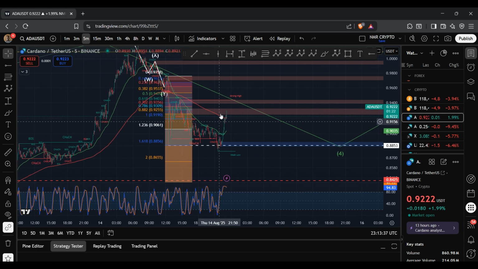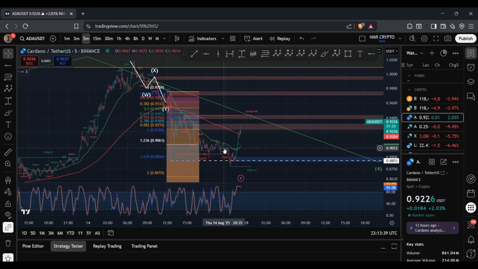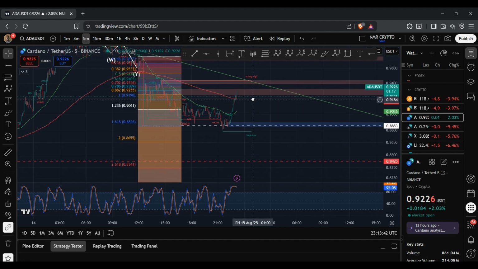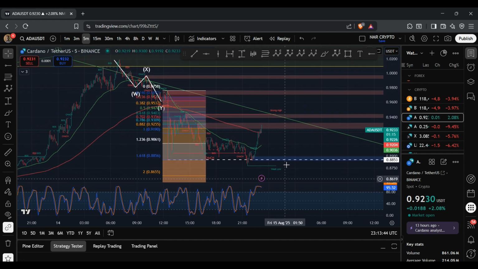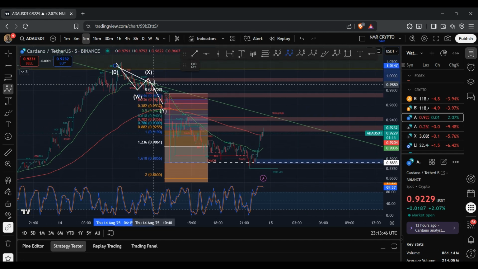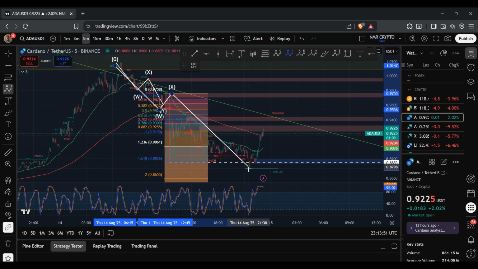And so what I'm still looking at is a bigger WXY structure that formed, as opposed to a 5-wave move where we would continue to see that deeper move to the downside. So essentially this WXY structure would form the W wave, and then this short corrective move forms the X wave, and then this whole move to the downside forms the Y wave.